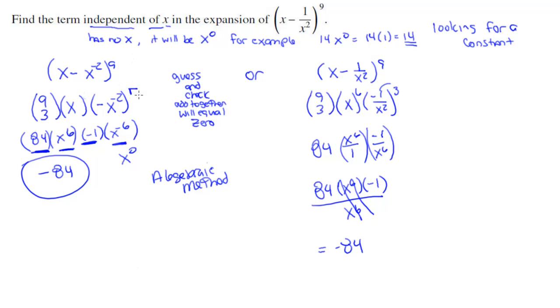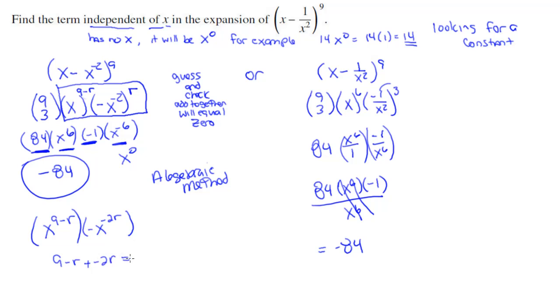Now, for that algebraic method that you saw in the video, if you put an r in the one place and a 9 minus r in the other, then we can use algebra, but we just have to take a look at just the x's. So if you pull this out, this is going to be x to the 9 minus r, and this is going to be negative x to the negative 2r. Now remember, when I multiply two monomials with powers, I add the exponents together. So it's going to be 9 minus r plus negative 2r, and I want those exponents to equal 0. Then when I move the negative 3r over to the other side, I'm going to get r is equal to 3.